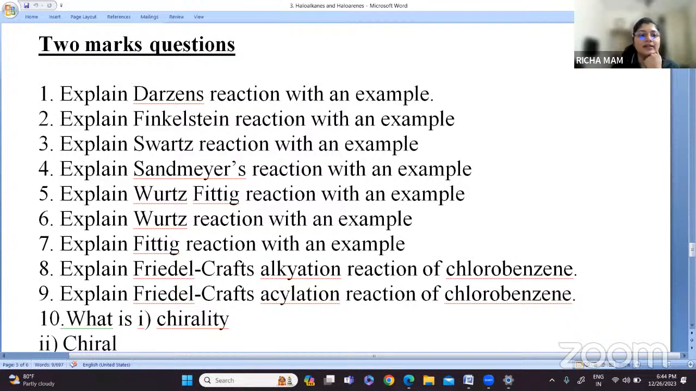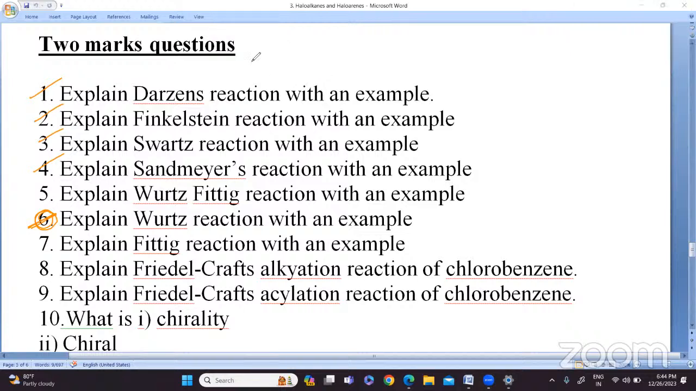Next question. Before going to Wurtz-Fittig reaction, first I'll explain to you what is Wurtz reaction. We have seen these questions. So now we'll see the sixth one. Explain Wurtz reaction. So what is Wurtz reaction, students?